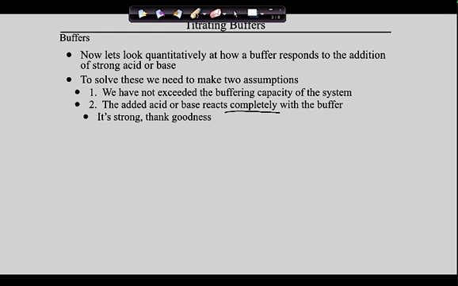Thank goodness that the acids and bases that we are going to add to these buffers do react completely. Because if they didn't, then we would have an equilibrium interacting with another equilibrium, and good night, that would get complicated. These are the assumptions we have to make for creating I-race boxes.